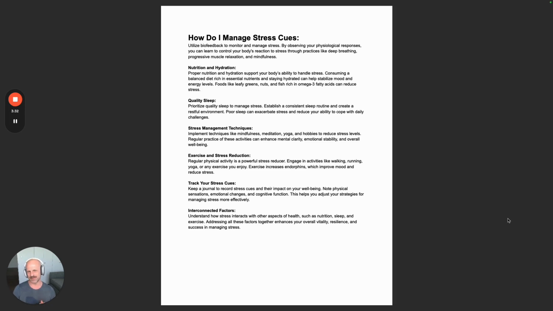Exercise. This is my favorite one, quite honestly, because regular physical activity is a very powerful stress reducer. Engage in activities like walking, running, yoga, or any exercise that you enjoy. For me, it's lifting. I love lifting weights. When I lift weights, my stress levels go down. I can tell the difference in my mood from when I walk into the gym and when I leave. My cognitive function in the morning is not as good as it is if I go to the gym before I start working. Because exercise increases endorphins, which helps improve mood and reduce your stress.